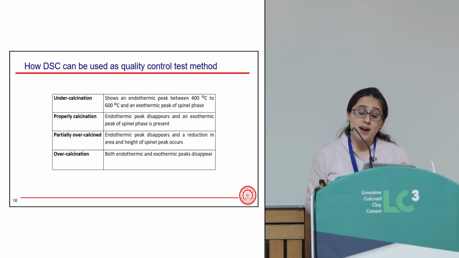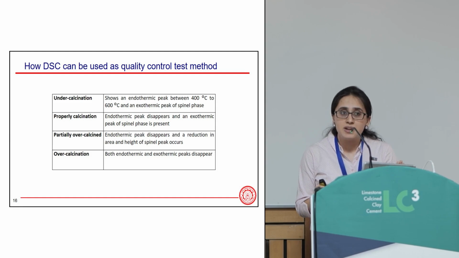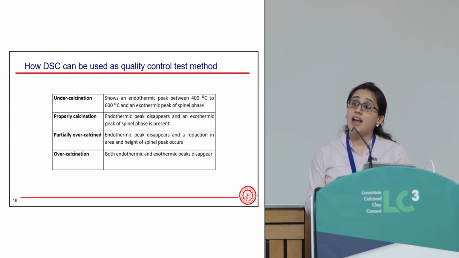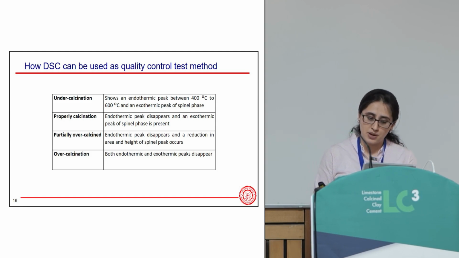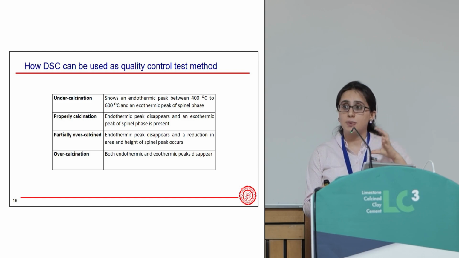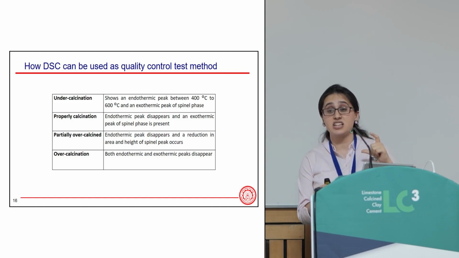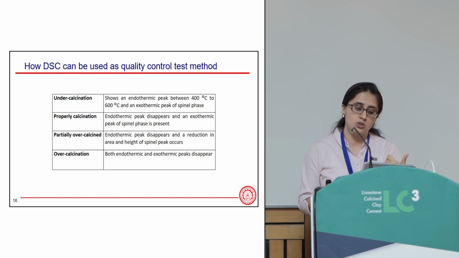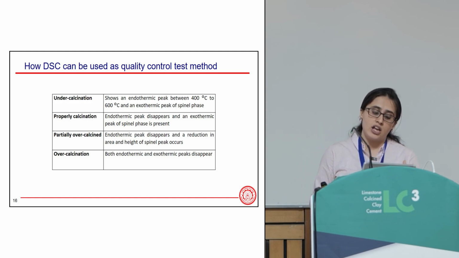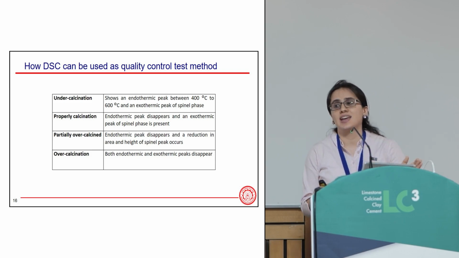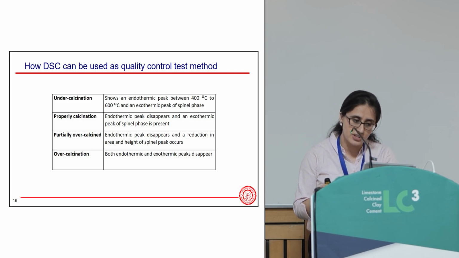But in some cases you might have just exceeded the spinel temperature. Those clays we can call partially overcalcined clays. You can identify those clays in the DSC experiment. There will be no endothermic peak, and the exothermic peak might still be there, but there will be a significant reduction in the peak height or in the area of the spinel peak. If your clay is partially overcalcined, it means that roughly you need to reduce the calcination temperature by 50 degrees centigrade.